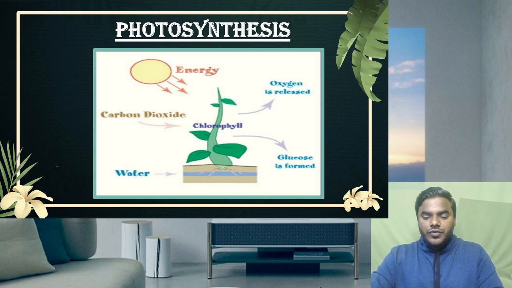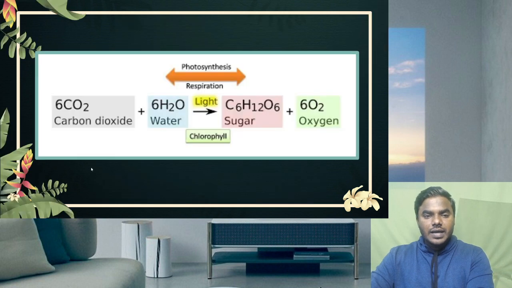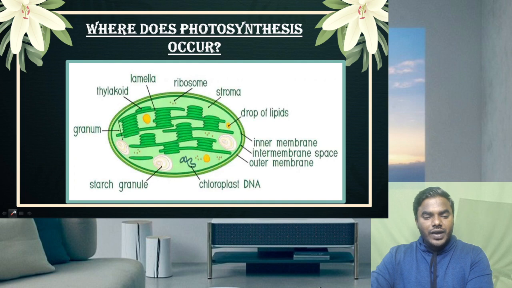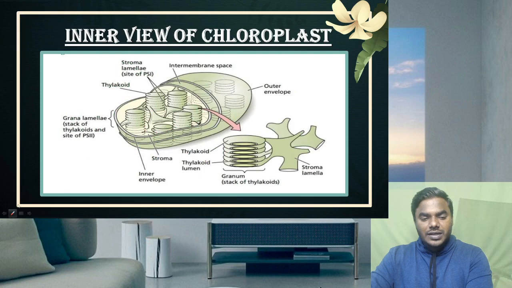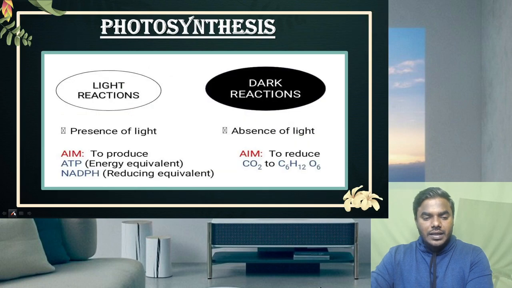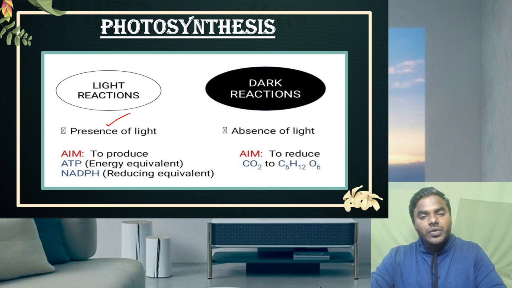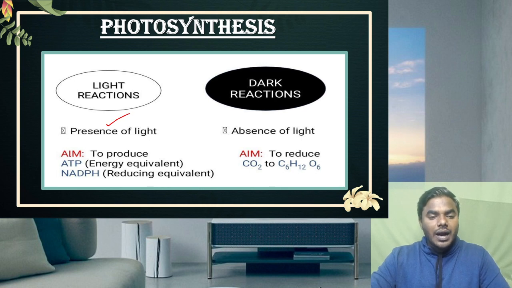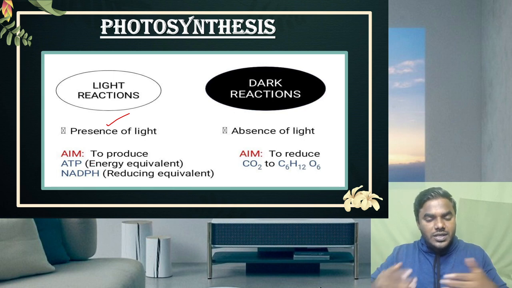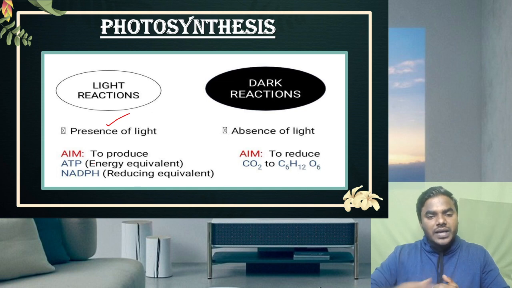So friends, if you quickly recall in yesterday's class, we understood what is photosynthesis. We read where photosynthesis occurs, that is the chloroplast, and we understood the outer and inner structure of the chloroplast. Then we started studying the light reactions. I want every one of you to remember the ultimate goal of the light reactions, because we are still continuing the light reaction. It's a very broad concept, we are understanding step by step.